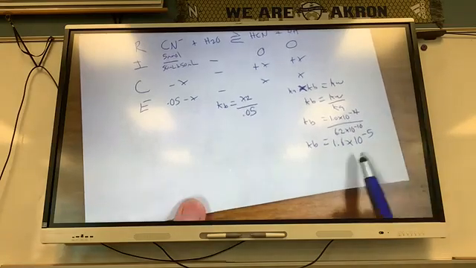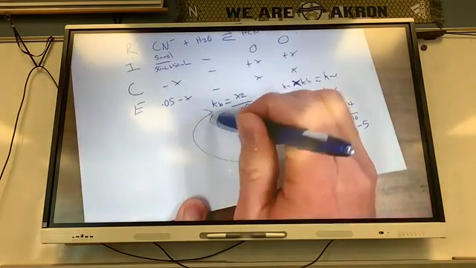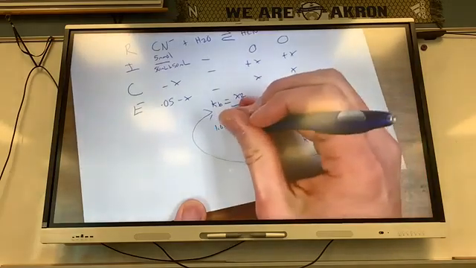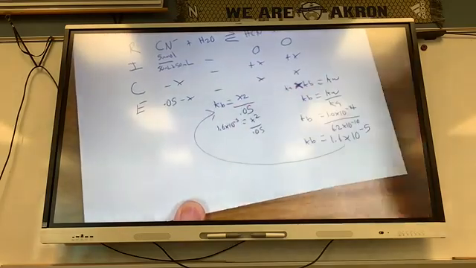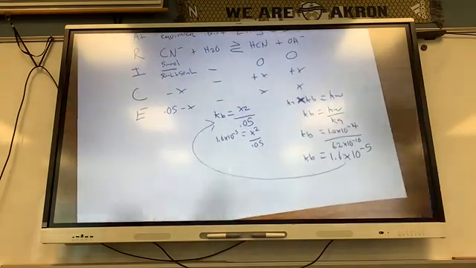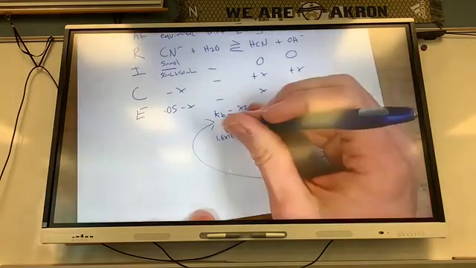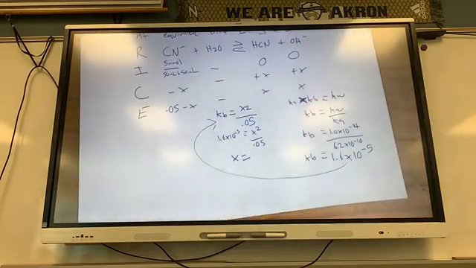Now I've got Kb. I can then put this number here, correct? So 1.6 times 10 to the negative 5th equals x squared over 0.05. Now I can solve for x. So I'm going to multiply, take the square root. What do you get for x? That's 89.4. What's that? 89.4.